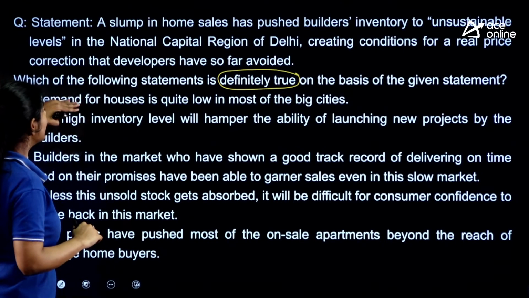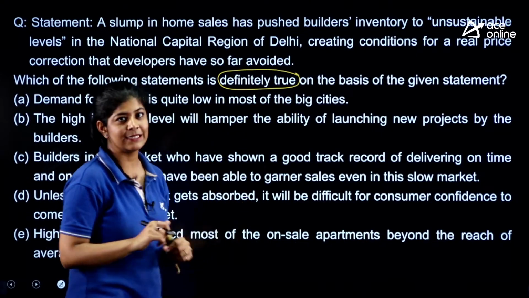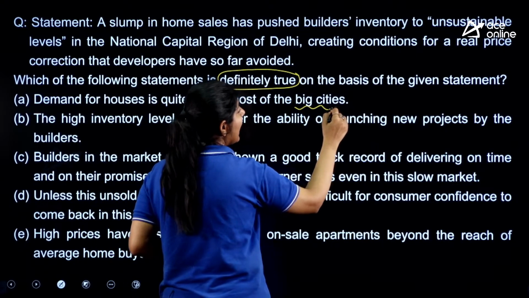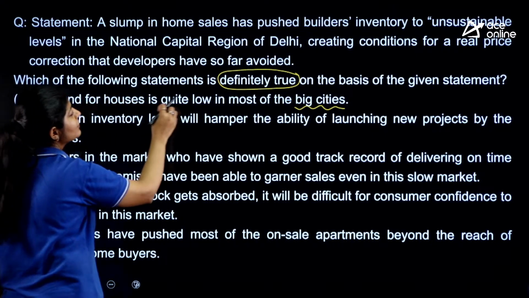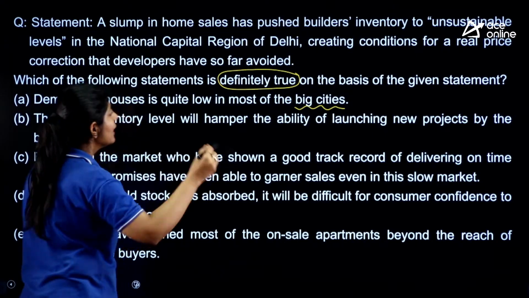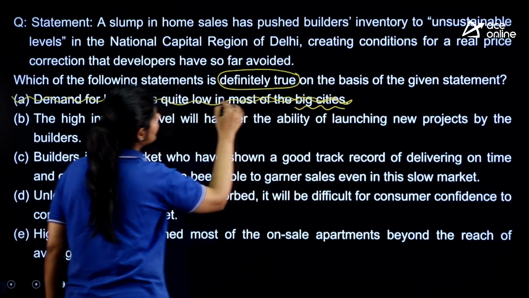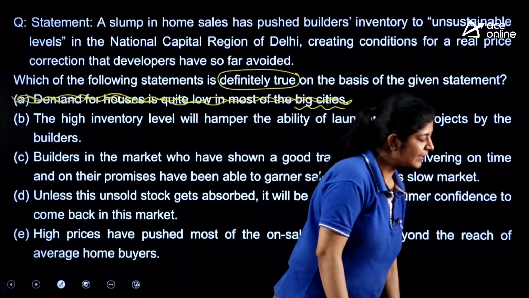First option: demand for houses is quite low in most of the big cities. There is no mention of big cities, first of all. Apart from that, there is nothing mentioned about the demand for houses being low or high, right? So this option is quite irrelevant. So this option is eliminated, right?